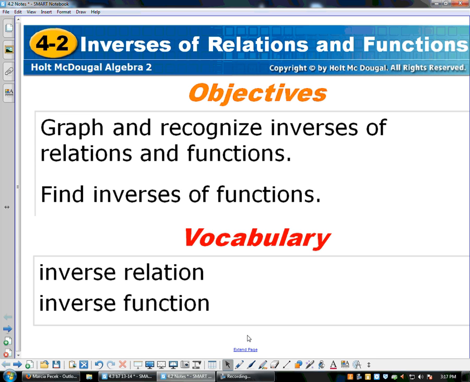And today we are looking at section 4.2, inverses of relations and functions. So we're going to start off. Our learning objectives are to graph and recognize inverses of relations and functions, and to find inverses of functions. You'll notice that in this section we'll have two different vocab words that we'll be highlighting, which are inverse relation and inverse function.